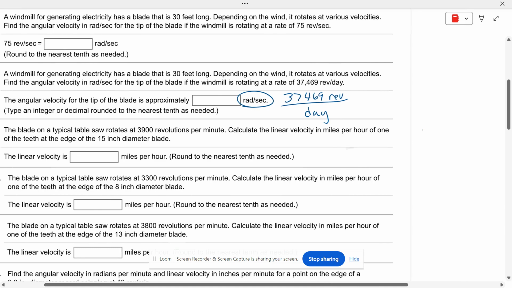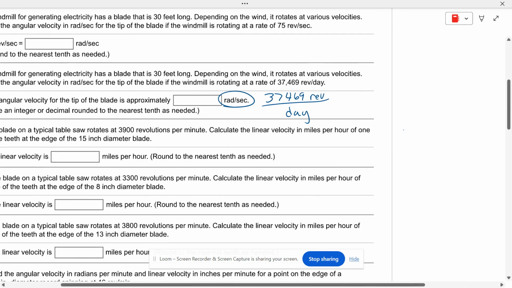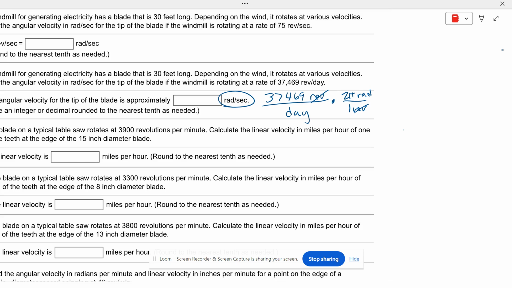Okay. Well, radians per second is angular velocity, just like revolutions per day is angular velocity. How do we change revolutions into radians? 2 pi radians over 1 revolution. So I have radians per day. How many seconds are there in a day? A lot. Thank you very much. A lot.